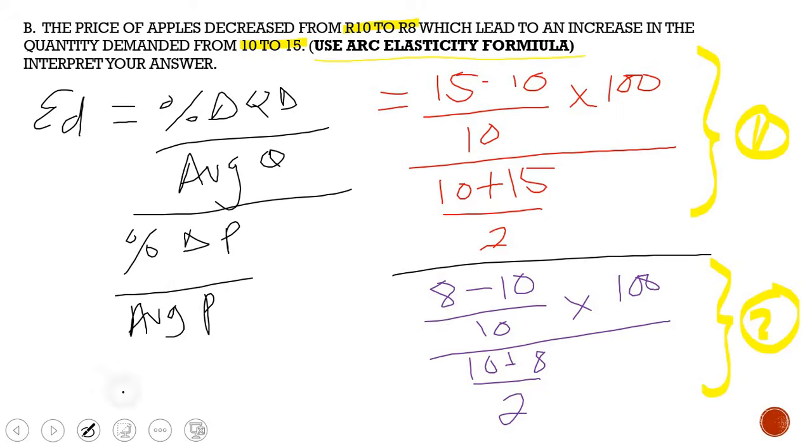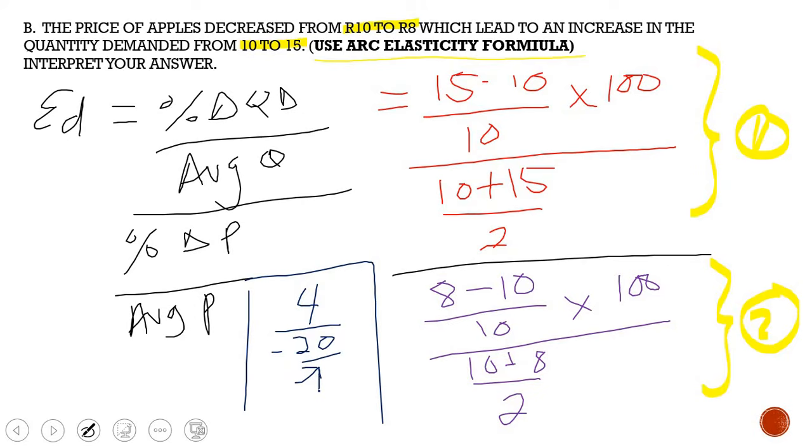So for this one, I'm just going to write over here. For the first one, if you put it into the calculator, you get an answer of 4. For the second part, you get an answer of minus 20 over 9, which gives you an answer of minus 1.8. So E of D is equal to minus 1.8.